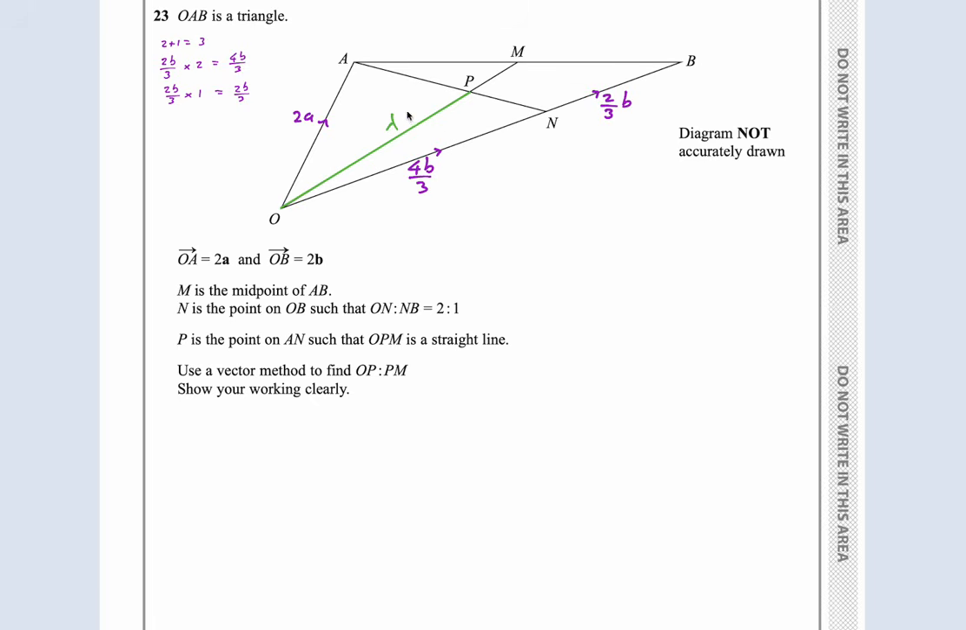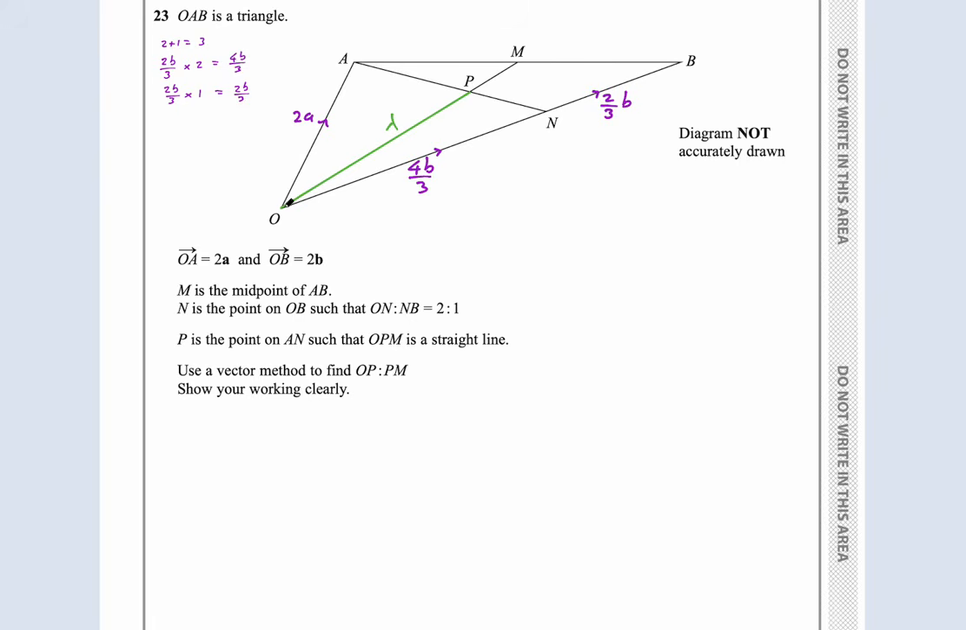If I can find this fraction, I can find the ratio, no problem. Because if this fraction is, say, 5/9, the ratio would be 5 to 4, because it would be 5/9 to 4/9. Okay, now the way I did it in the last example, and I'll do the same here, is if they want me to find OP to PM, I'm going to find OP in 2 different ways, and then I'm going to equate them, right? So how am I going to find OP in 2 different ways?